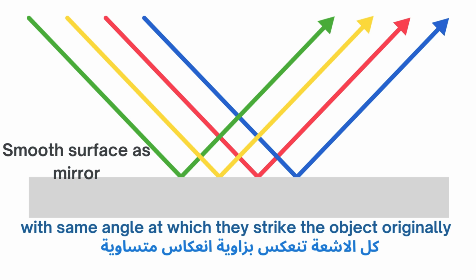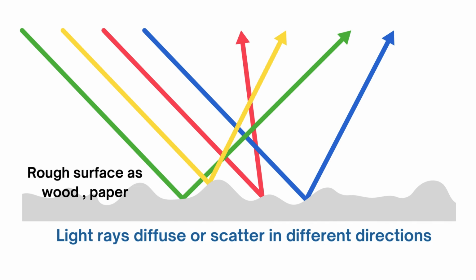So here, the light rays reflected with the same angle at which they hit or fall on the object originally, okay? But here, as you see here, this is different. Here, the light rays hit rough material. So the light rays reflected in different directions.